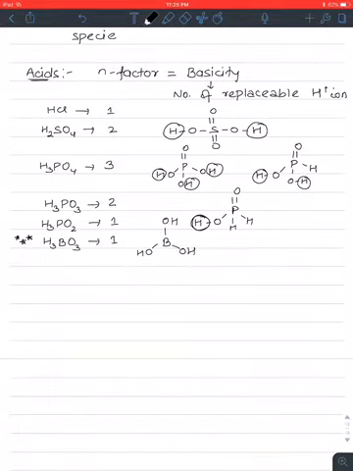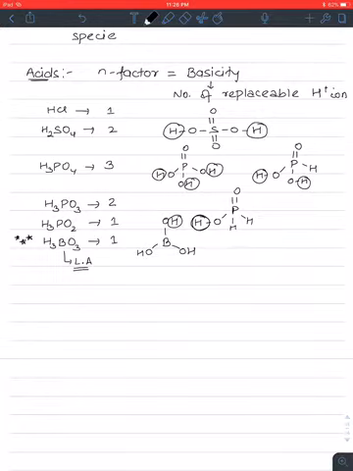Now all the acids which we have discussed above are Arrhenius acids, except H3BO3. H3BO3 is what? It is a Lewis acid. Now what's the difference between an Arrhenius acid and a Lewis acid? Arrhenius acids are those acids which on addition to water will produce H plus ion, but Lewis acids are those species which have a tendency to accept a pair of electrons.